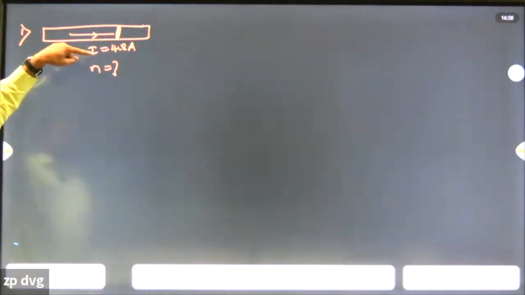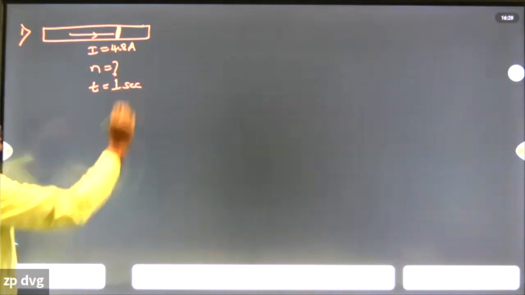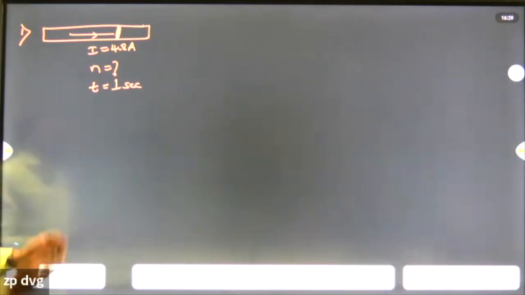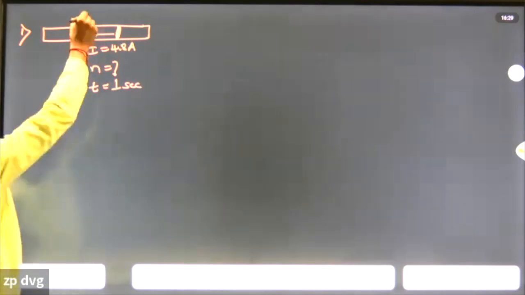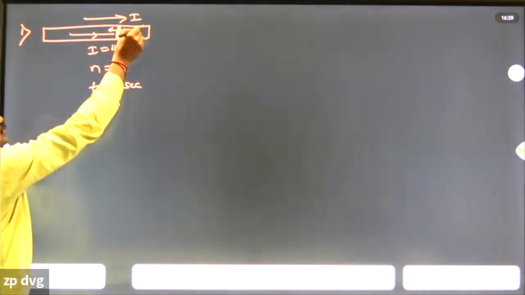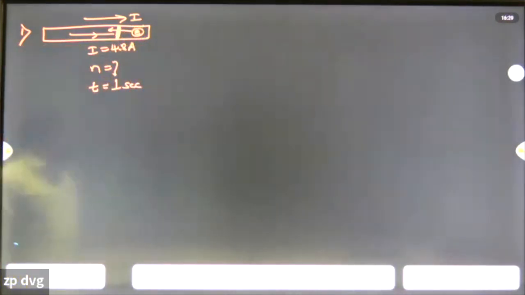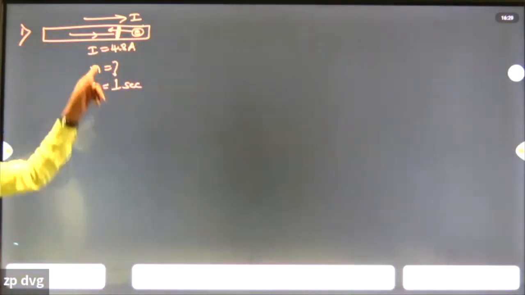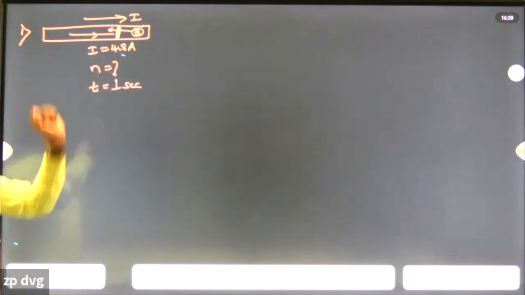We know the current, current is equal to 4.8 ampere. How much is the time? The time in this question is given as 1 second. If the time given is equal to 1 second, let us find out how many electrons will be crossing this section of the conductor. Anyway, as you know, this is the conventional direction of current, and electrons cross in this direction. Electrons will be crossing in a direction opposite to the conventional direction of current. So for 4.8 ampere current, how many electrons must cross per second is the question.